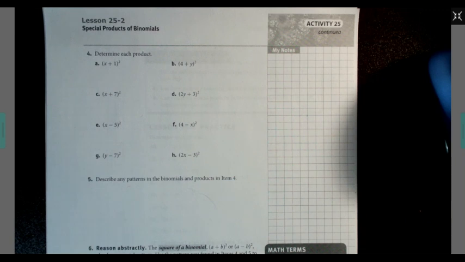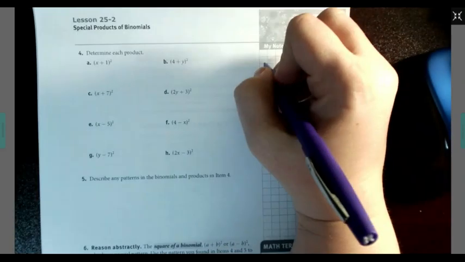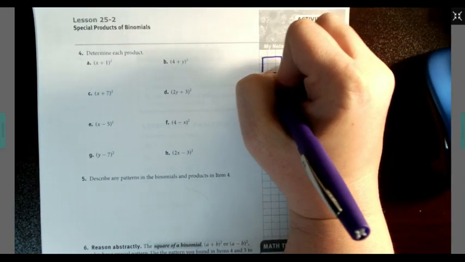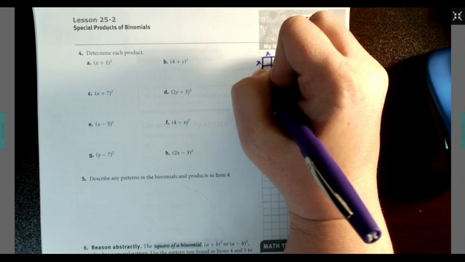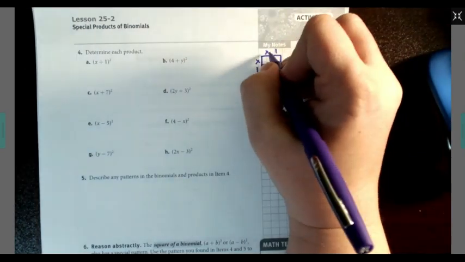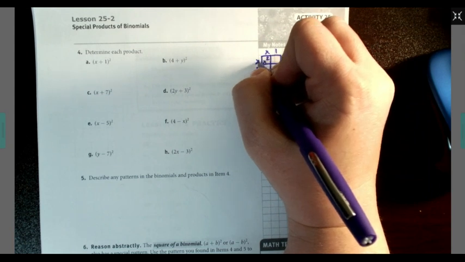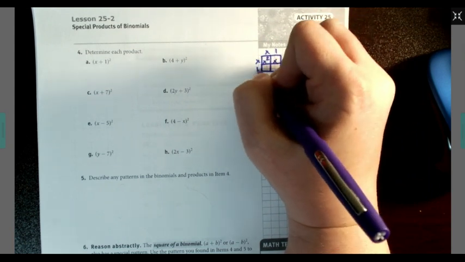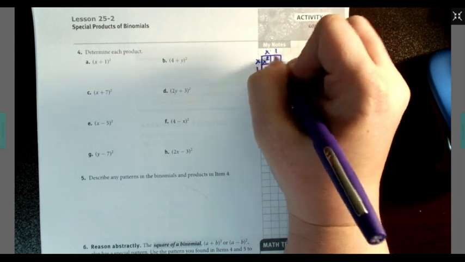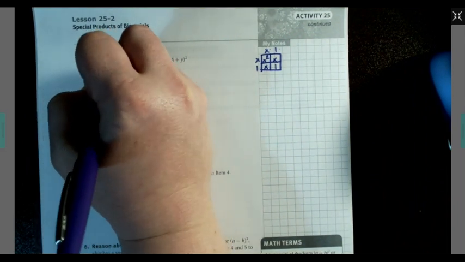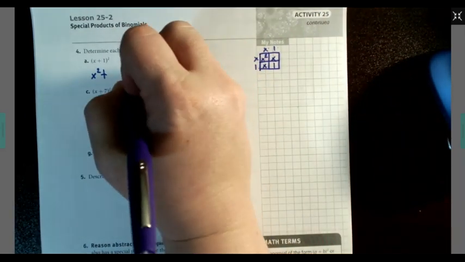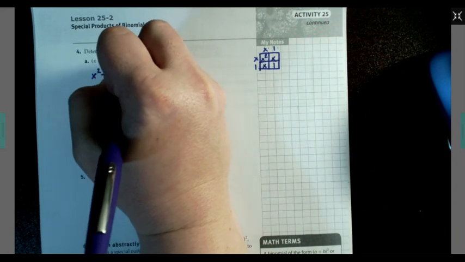All right, 4 through 6 says, determine each product. Here we have x plus 1 raised to the second power. Now, if I did this, I would have x, 1, x, 1. Well, x times x is x squared. x times 1 is x. 1 times x is x. And 1 times 1 is 1. So this would equal x squared. We have two x's, so I'm going to put 2x plus 1.